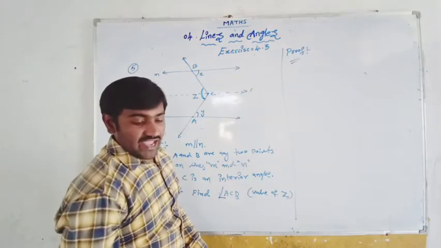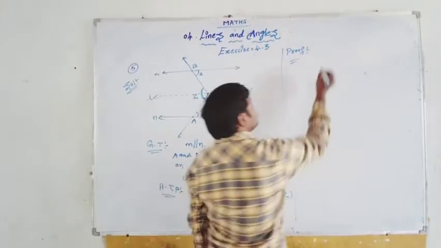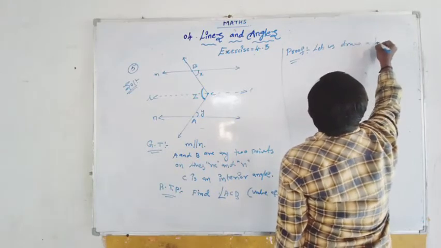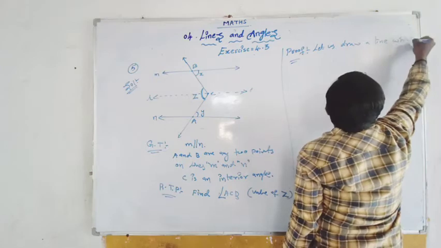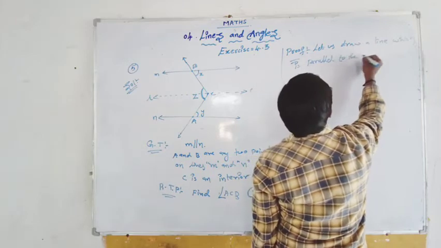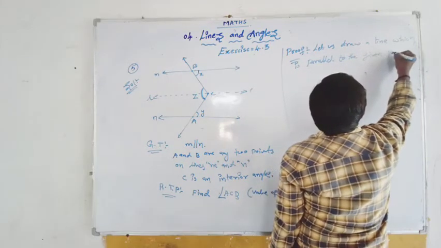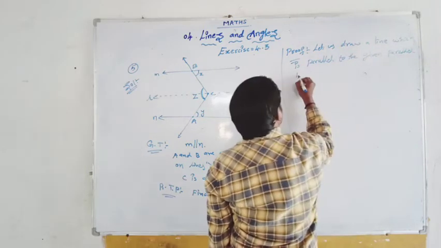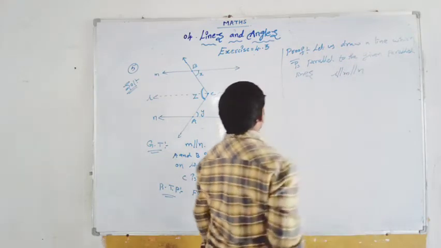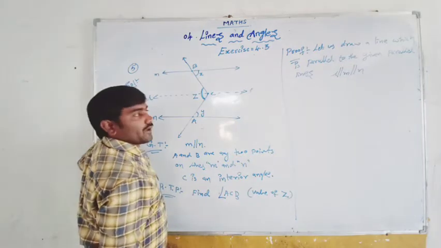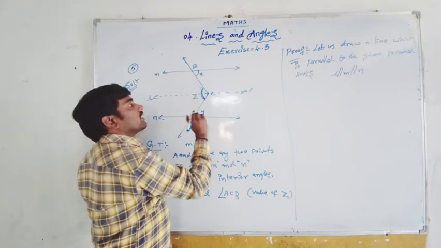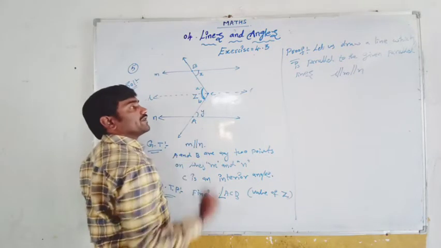Let us draw a line L which is parallel to the given two parallel lines. So L is parallel to M, which is parallel to N. Now suppose this is A and this is B.